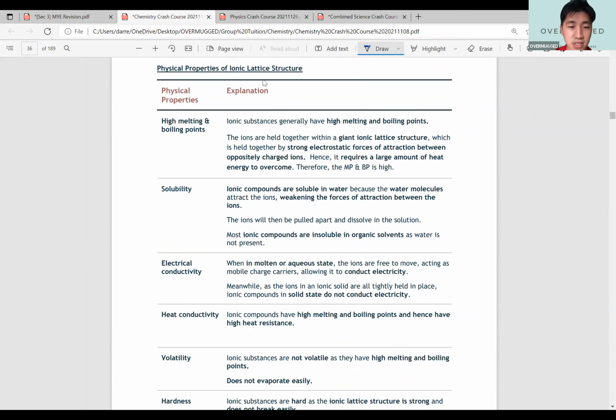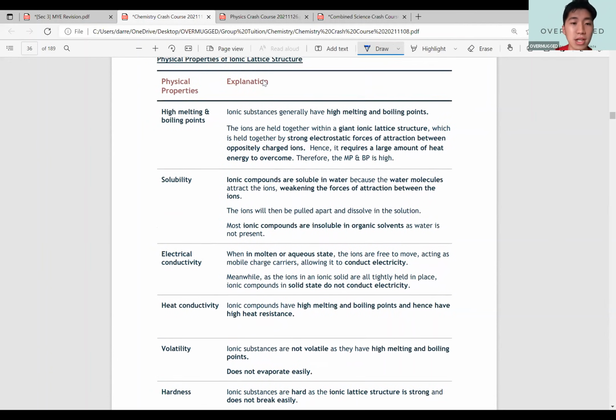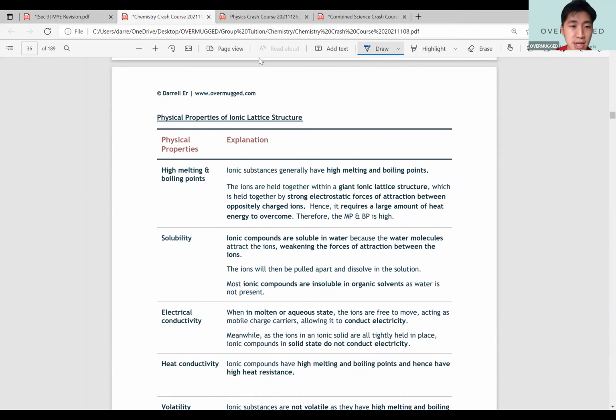Just take note, there's 6 properties here, but I'm only going to go through the first 3 because these are the ones that are usually tested. This is what I need you to know. Half the time, they'll ask you to explain why ionic compounds have high melting boiling point. This is where I talked about answering technique earlier. Remember how to score in an exam. What you need to know is that they have high melting boiling point.